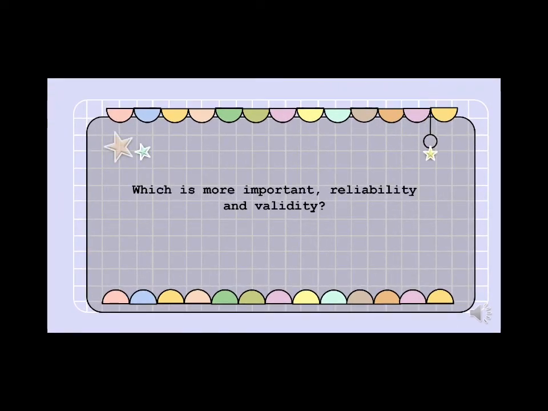So, which is more important, reliability or validity? Validity is more important. If you are measuring the wrong thing, it doesn't matter how well you measure it. Reliability is more important. If the score depends heavily on chance, you are not measuring anything.